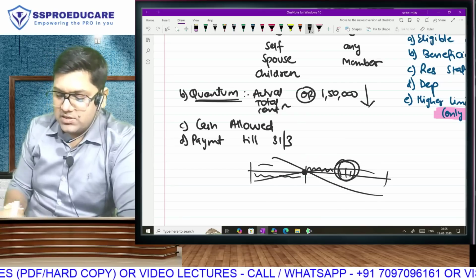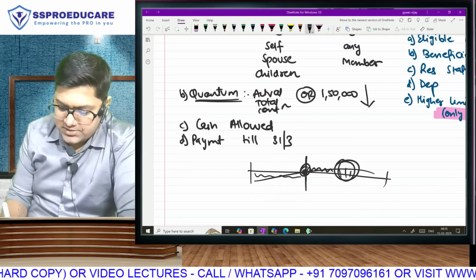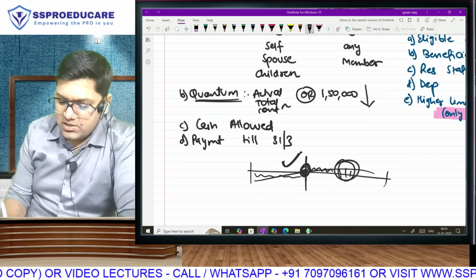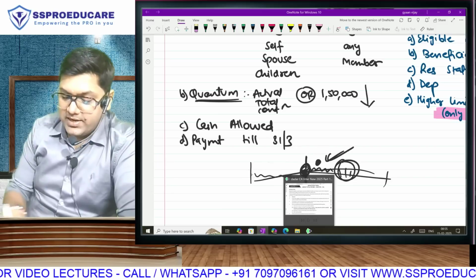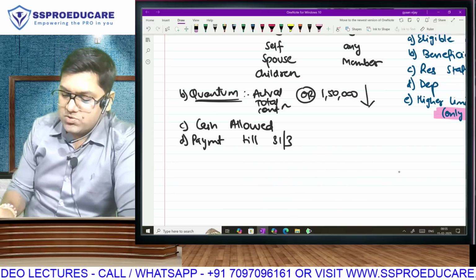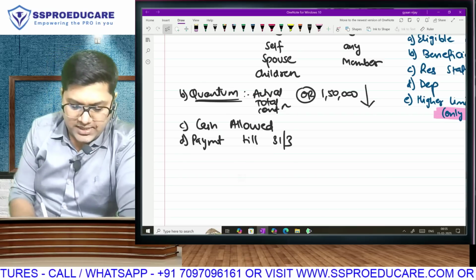This facility is not allowed in ETC. You make payment till 31st March, you will get deduction in this year. You make payment on 1st April, you will get deduction in the next year. The deduction will be on payment basis. You don't get any extension, etc. Is that clear? Next, very important.